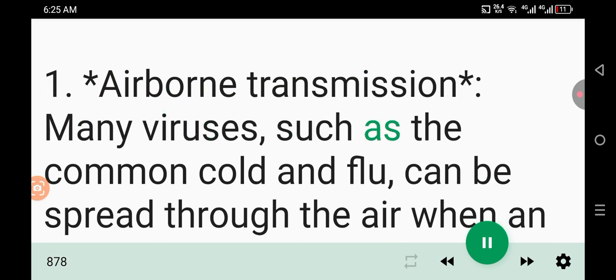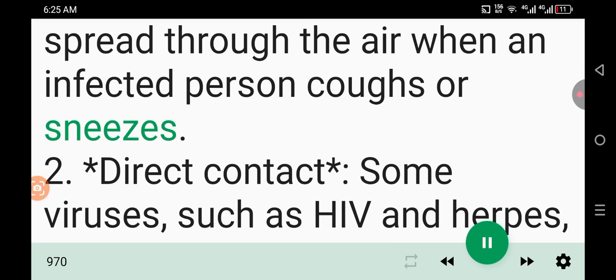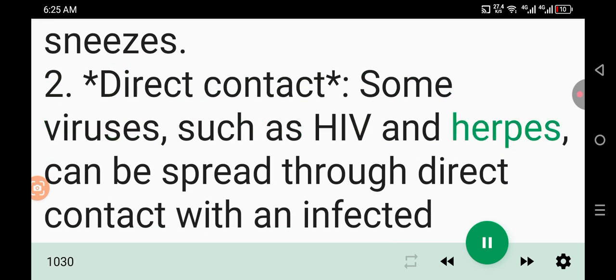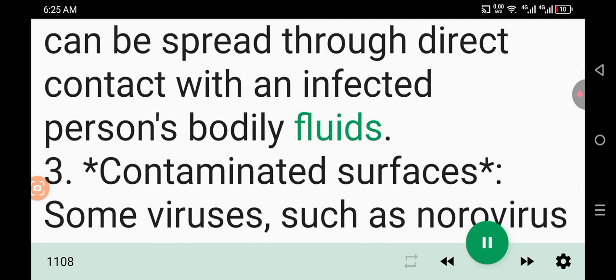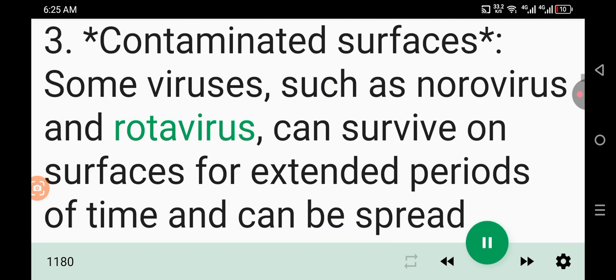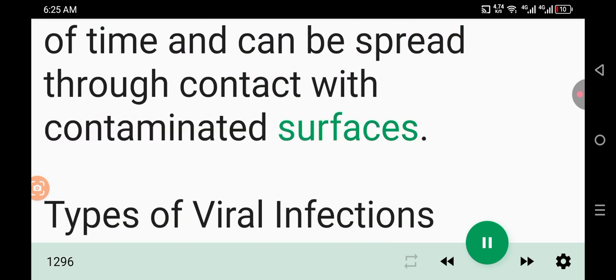1. Airborne transmission. Many viruses, such as the common cold and flu, can be spread through the air when an infected person coughs or sneezes. 2. Direct contact. Some viruses, such as HIV and herpes, can be spread through direct contact with an infected person's bodily fluids. 3. Contaminated surfaces. Some viruses, such as norovirus and rotavirus, can survive on surfaces for extended periods of time and can be spread through contact with contaminated surfaces.